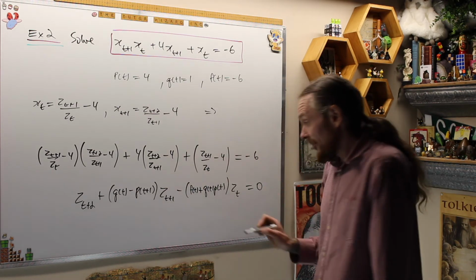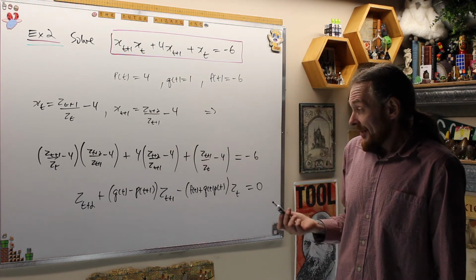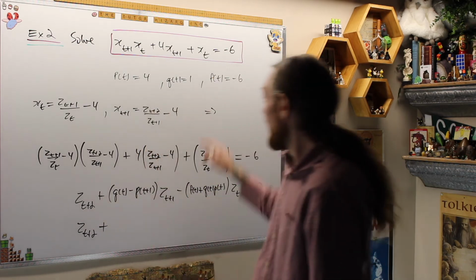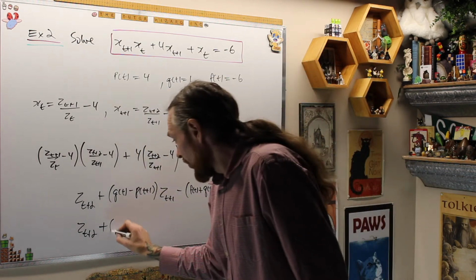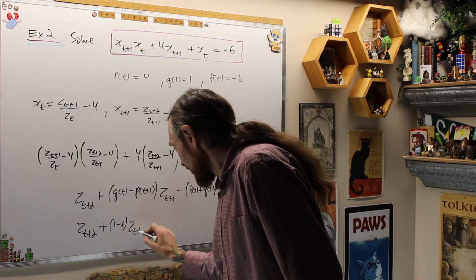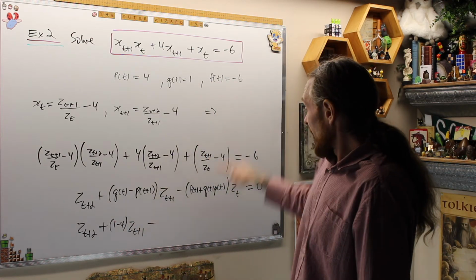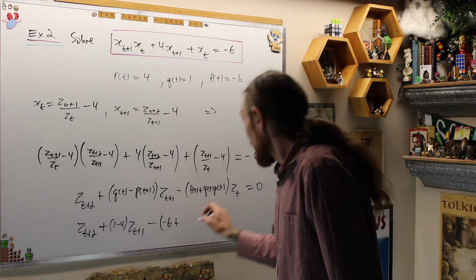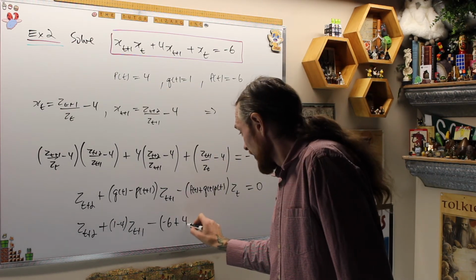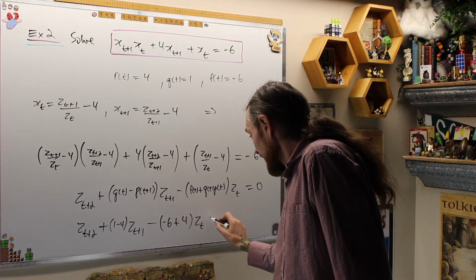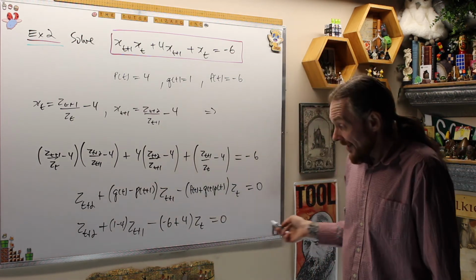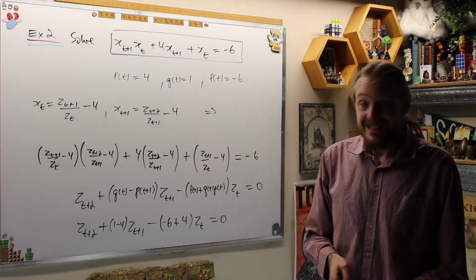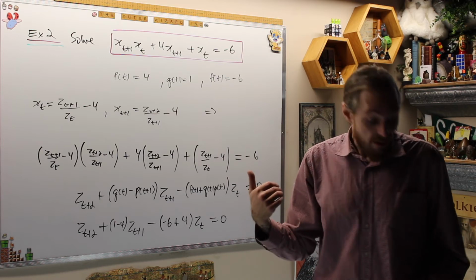z_t equals 0. For us, what do I get specifically? Long story short, now that I've got it right, z_{t+2} is plus q minus p, so 1 minus 4 z_{t+1}, minus, what do we get? It should be f of t, negative 6, plus q of t times p of t, 4, z_t equals 0. What does that give me? That gives me a constant coefficient second order difference equation, which is homogeneous in z_t. Let's move that up and solve that.